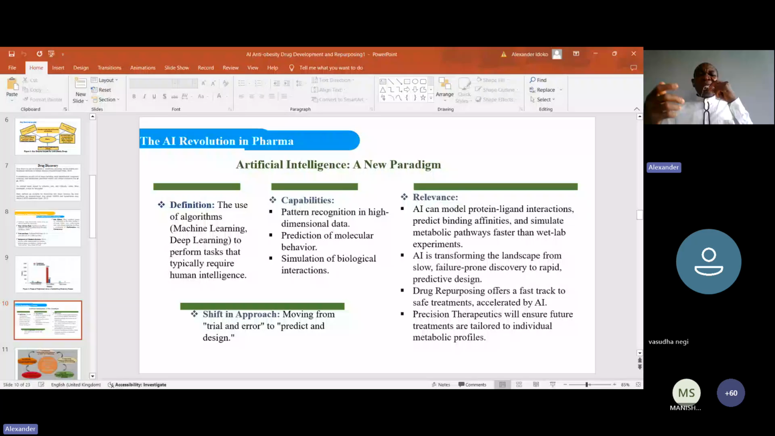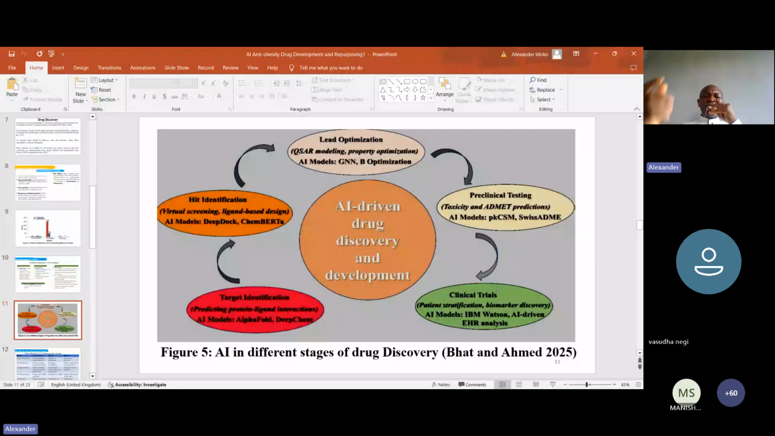Besides that, it has different stages in its development or process of drug discovery. The first stage is target identification. At this point, you have to predict the protein and ligand interaction using AlphaFold and DeepChem software. Then you go further to hit identification. When this first stage is done, you can now look for the hits, the compound, in this case, the small molecule that is acting as a drug candidate. It emerges as the hit.